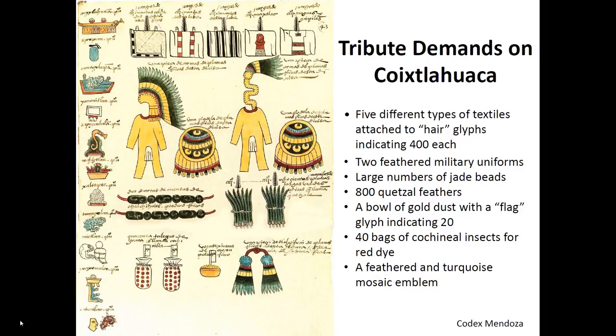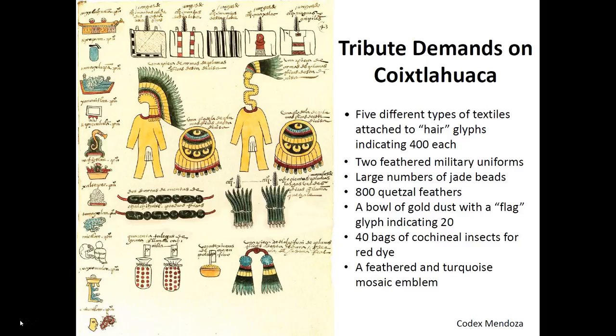They have a cotton garment that then has tens, if not hundreds of thousands of feathers sewn onto it. And this is almost like rubbing salt in the wounds. Our soldiers wearing these types of uniforms conquered your territory. Now we require you to produce those uniforms for us.